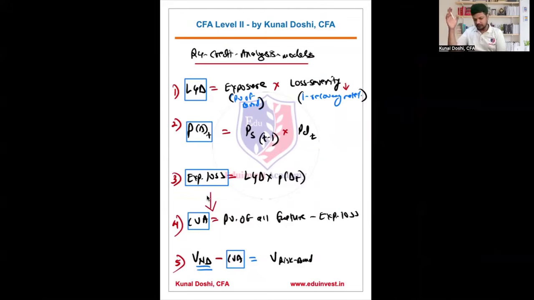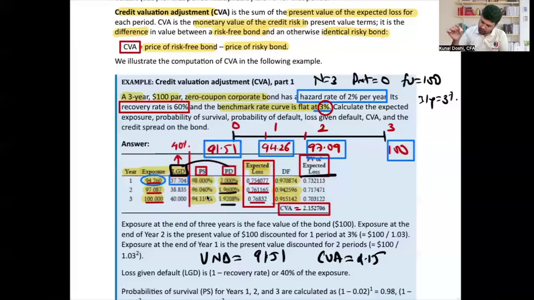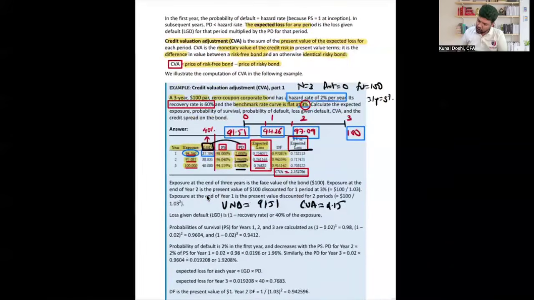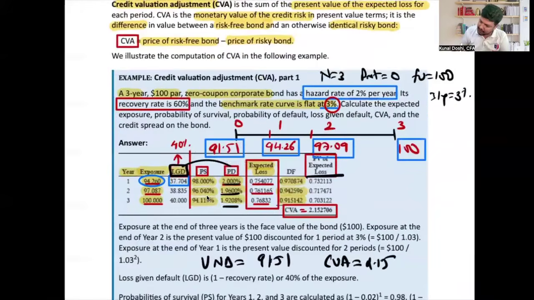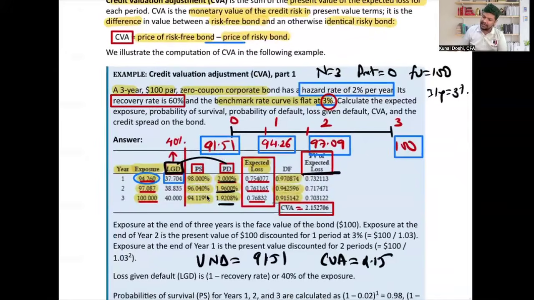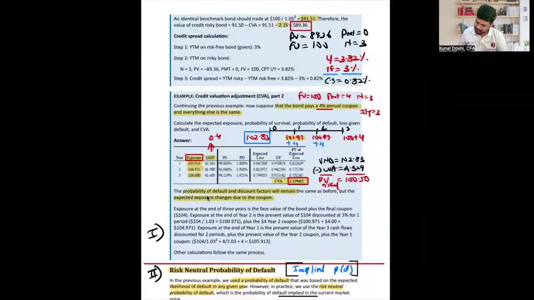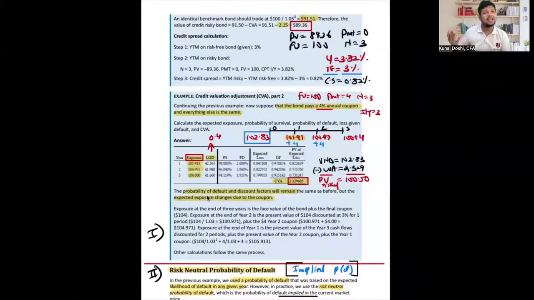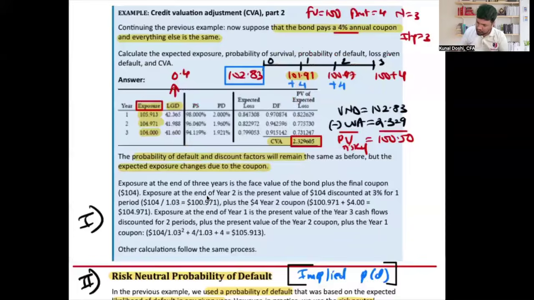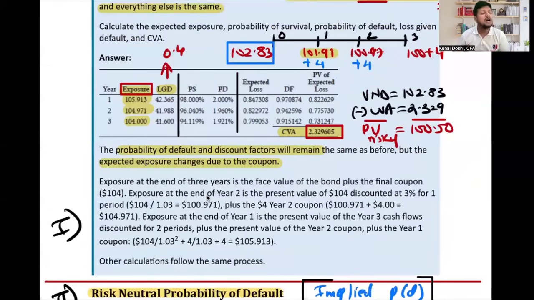Understood? Throughout this particular topic, you will see the CVA is nothing but the difference between the risk-free and the risky bond, correct? Okay. We will see a case study or vignette to solve this. And we will complete the entire table as well.